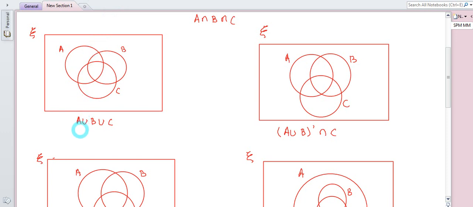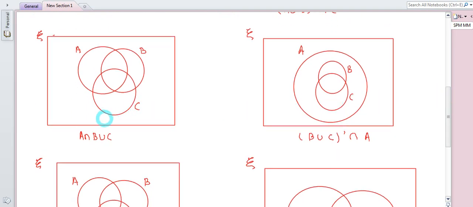Same thing, I start from the left hand side. A plus B: the whole of A I take, plus B, B also I want. And union C, C also I take. So this will be the final answer. Easy, right? So how about this one? A intersection B. The A and B overlapping area. Now we just ignore C first. The A and B overlapping area will be here.